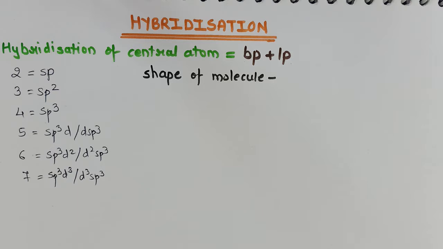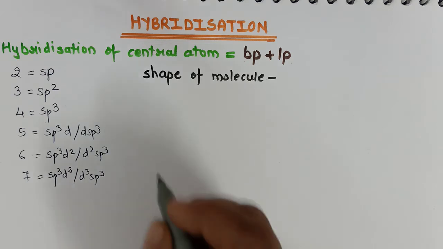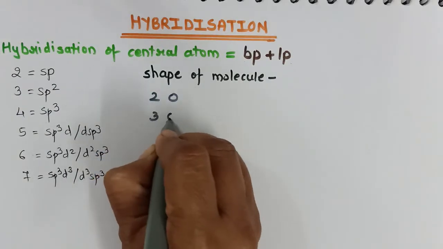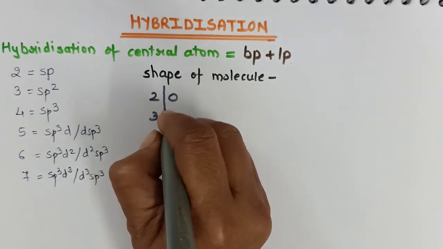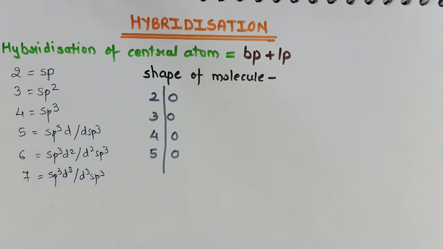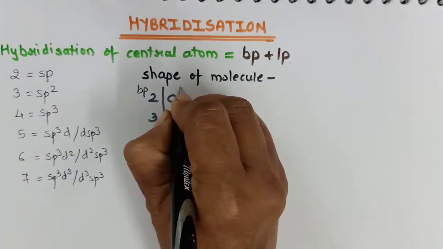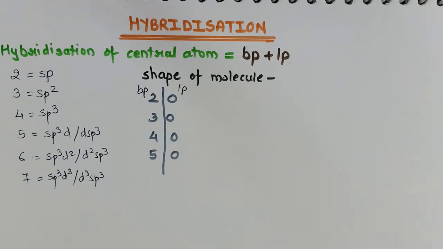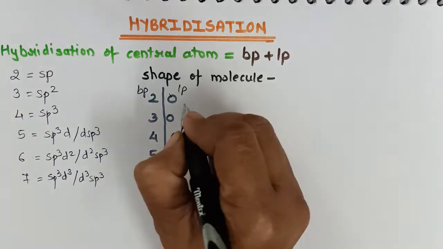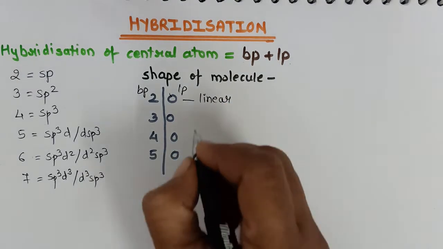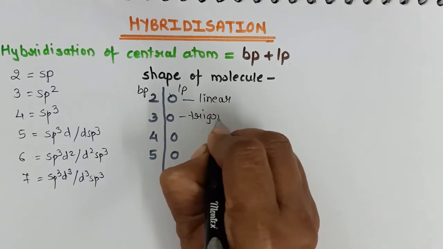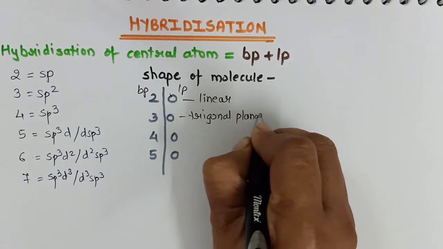Now, how to predict the shape of an inorganic molecule. Let us remember certain numbers: 2,0; 3,0; 4,0; and 5,0. I will divide them. The first column indicates the bond pairs and the second column indicates the lone pairs. In this table I am going to discuss the shape of molecules which don't have any lone pair. Suppose there are 2 bond pairs, then the molecule is linear. Suppose there are 3 bond pairs, then the molecule is trigonal planar.